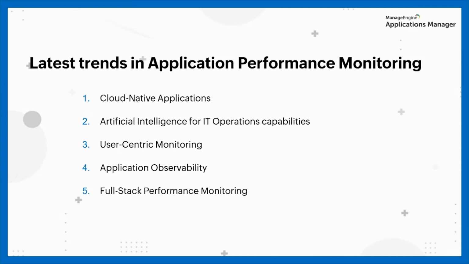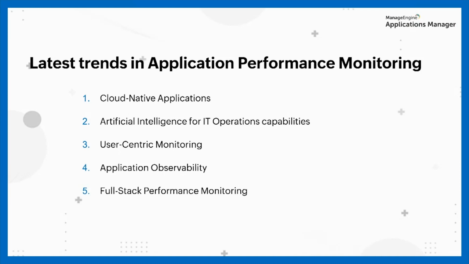Including artificial intelligence for IT operations will enable anomaly detection, predictive insights, and automation, which will help in enhancing problem resolution. The third one is user centric monitoring. With a growing focus on monitoring user centric metrics such as page load times, interactions, and satisfaction, businesses can prioritize improvements and improve customer satisfaction.